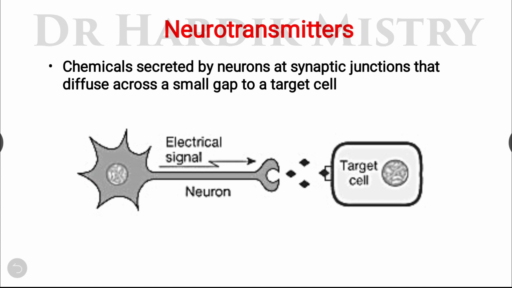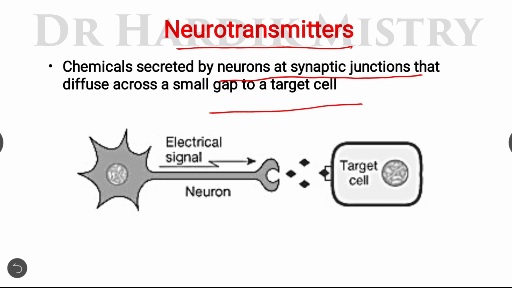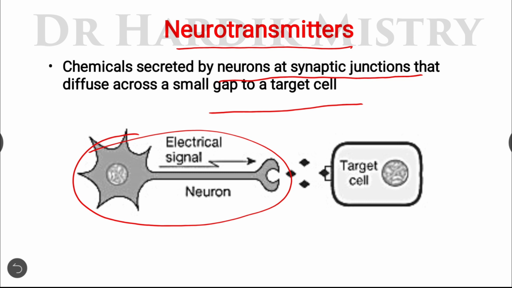Okay. So what are neurotransmitters? These are chemicals which are secreted by neurons at synaptic junctions that diffuse across a small gap into the target cells. That is the neuron, and the neuron, or the axon terminal, releases the neurotransmitter, and these bind to the specific receptor on the target cell. So these are the neurotransmitters.